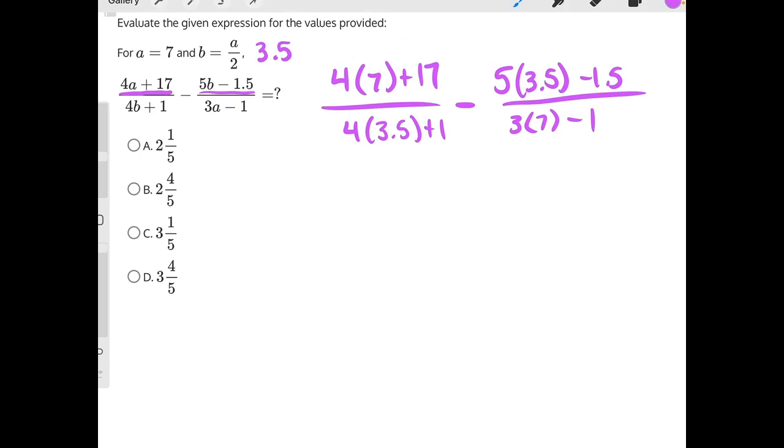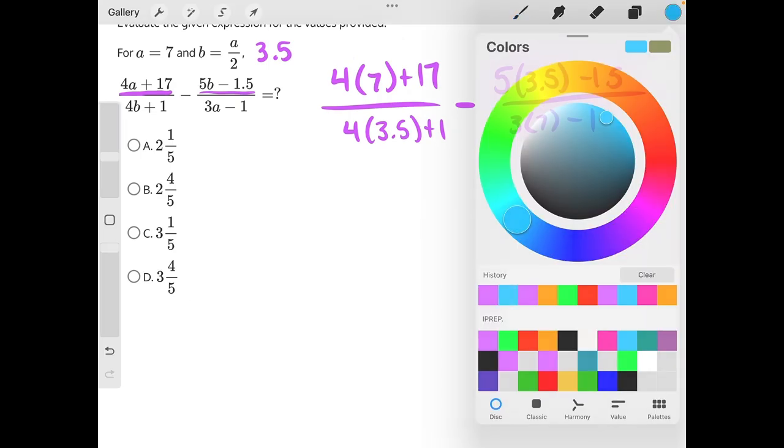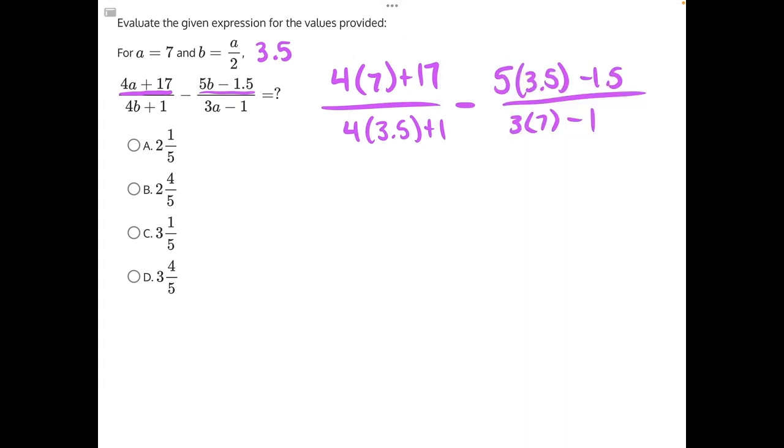And now we can start to simplify, and let's start with multiplication. We'll start with our whole number multiplication. 4 times 7 is 28, and 3 times 7 is 21. Then we have to do decimal multiplication. There's two different ways you can do this.